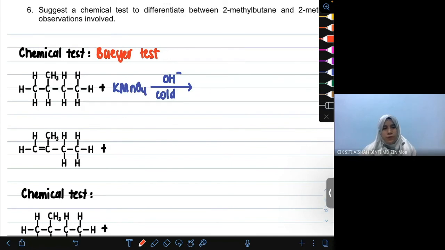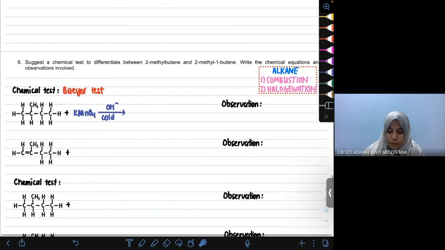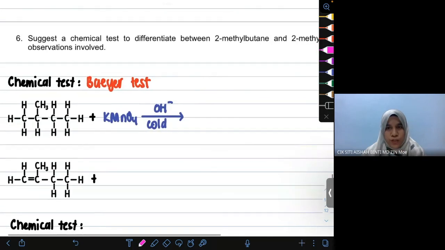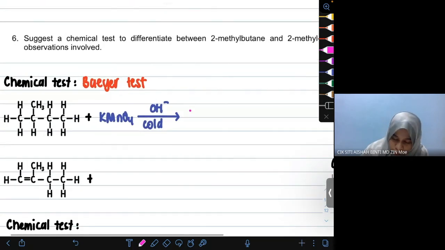Okay, so we know that for the reaction, we're going to add 2 OH in the reaction. But that is for the alkene. For the alkane, how about the reaction? Because for the alkane reaction, we only learn about combustion and halogenation. Actually this reaction cannot occur because we do not have any double bond to add atoms. However, how to answer this? You cannot write no reaction. You have to answer no observable changes.